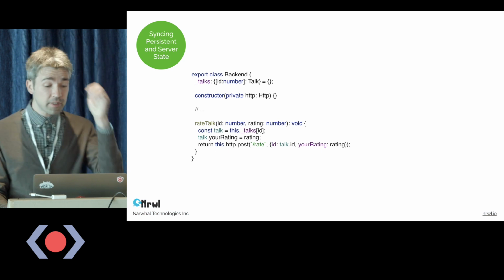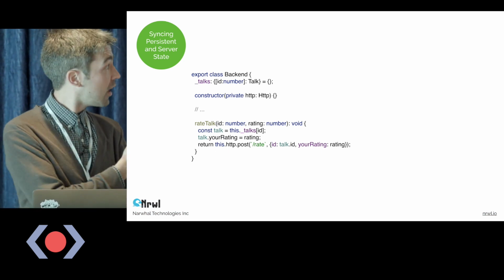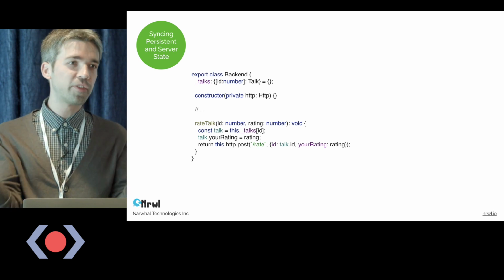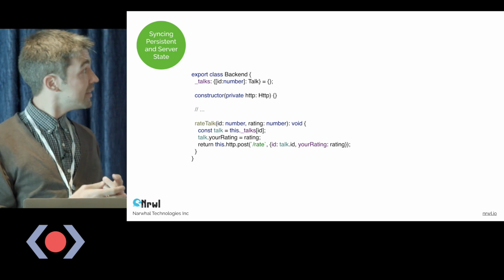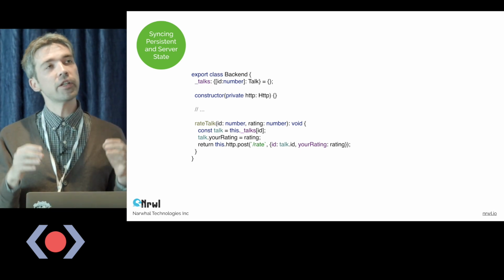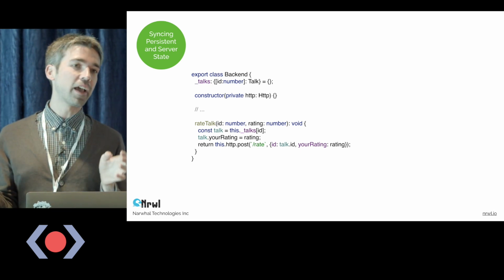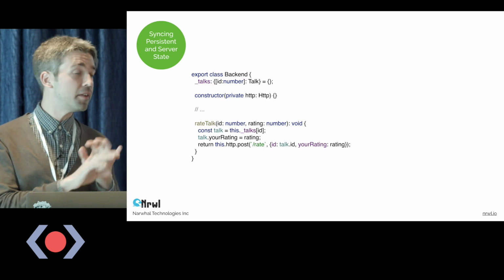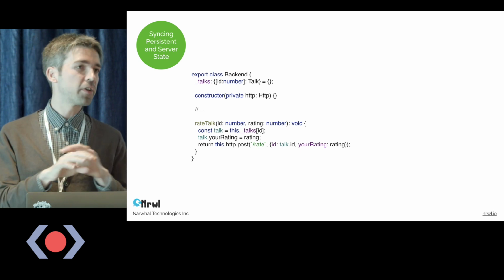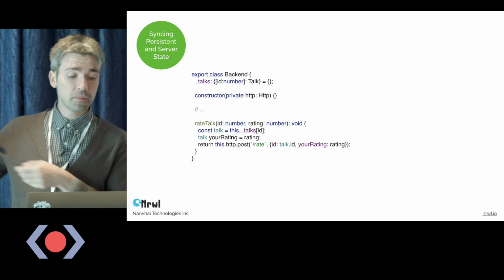To see what the problem is, let's imagine we have this class, Backend, that we use to interact with the server. It represents the server, represents the backend. As you can see, it has a cache of talks. And in the interest of time, let's just assume we maintain that cache correctly. I omitted the details about how we actually populate the cache, because it's a complex problem in itself. Just ignore that for now.